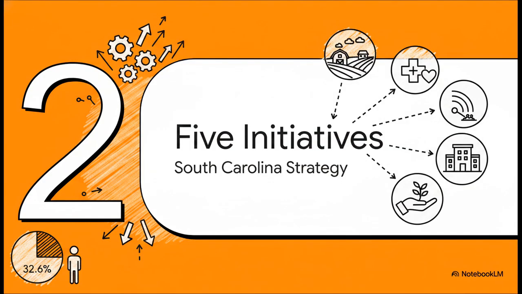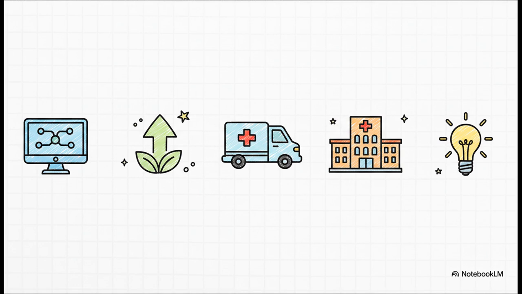Moving on to Section 2, South Carolina's 5 initiatives. To serve a rural demographic that makes up about 32.6% of the state, South Carolina categorized its programmatic execution into 5 specific pillars. Connections to Care focuses heavily on digital infrastructure, rolling out modern electronic health records and remote patient monitoring. Next, Leveling Up is meant to scale existing pilot programs statewide for chronic disease management and pediatric care.